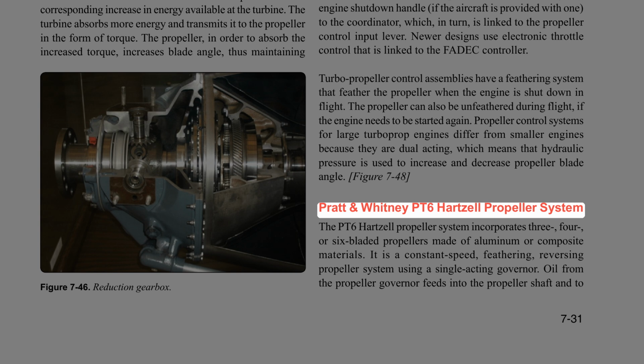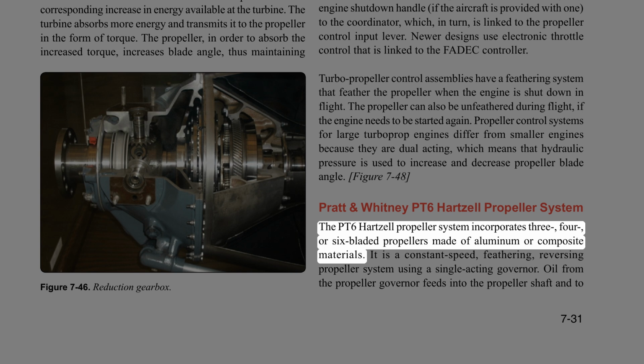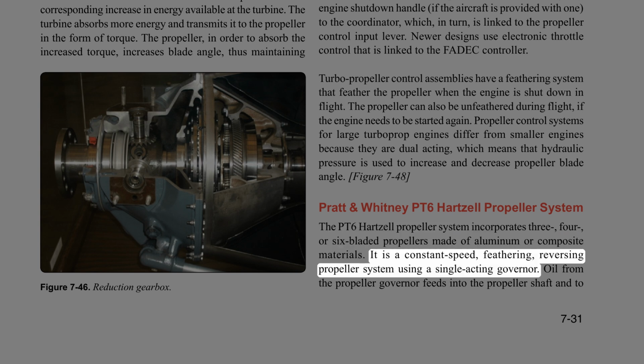Pratt & Whitney PT6 Hartzell Propeller System. The PT6 Hartzell propeller system incorporates 3, 4, or 6-bladed propellers made of aluminum or composite materials. It is a constant speed, feathering, reversing propeller system using a single acting governor.